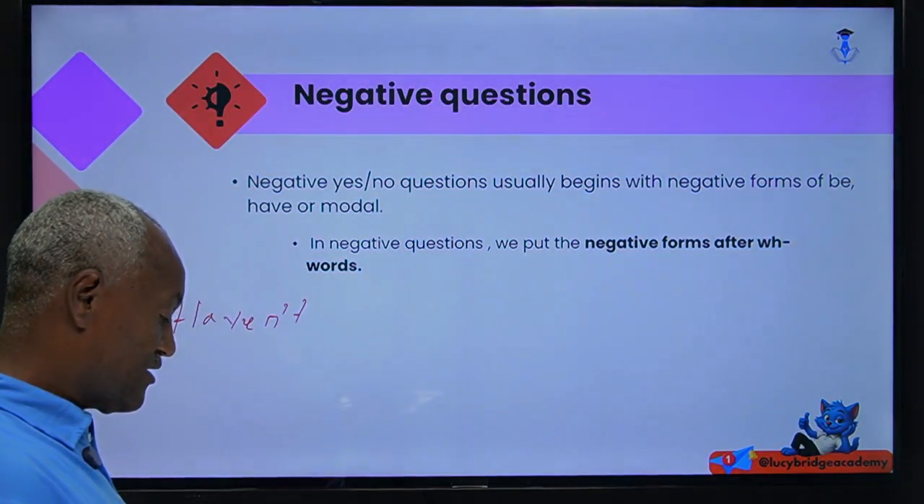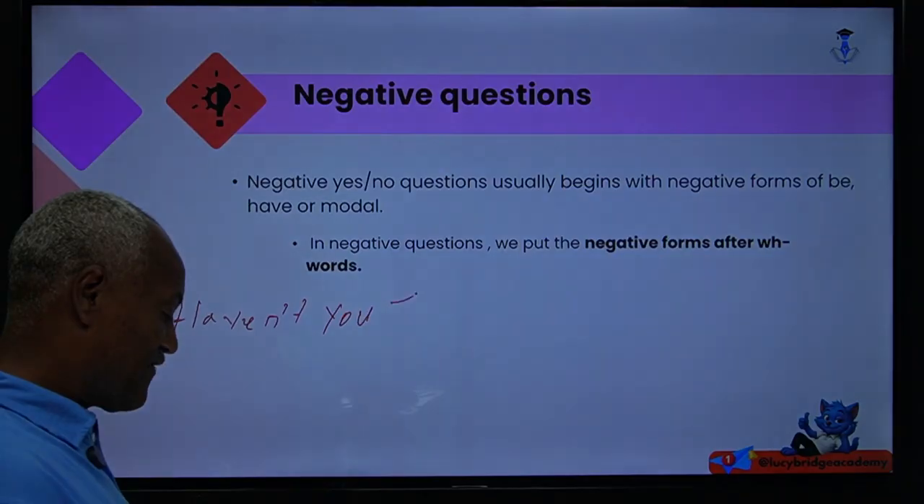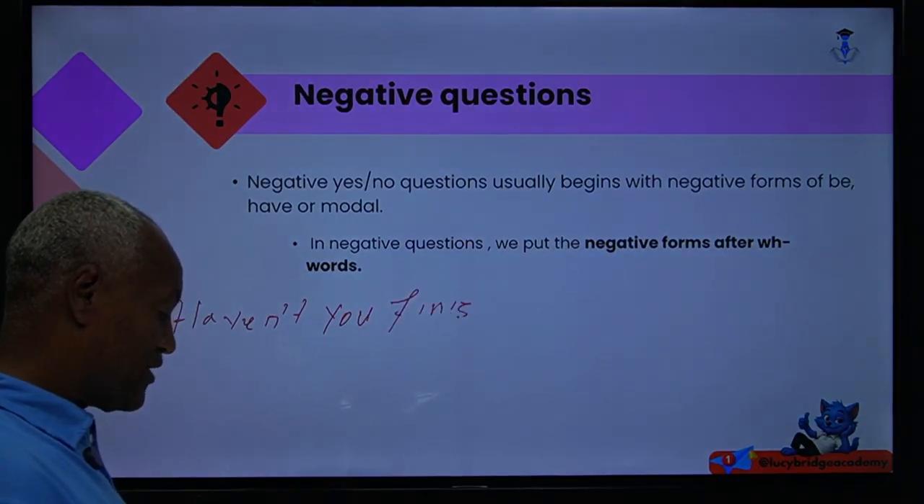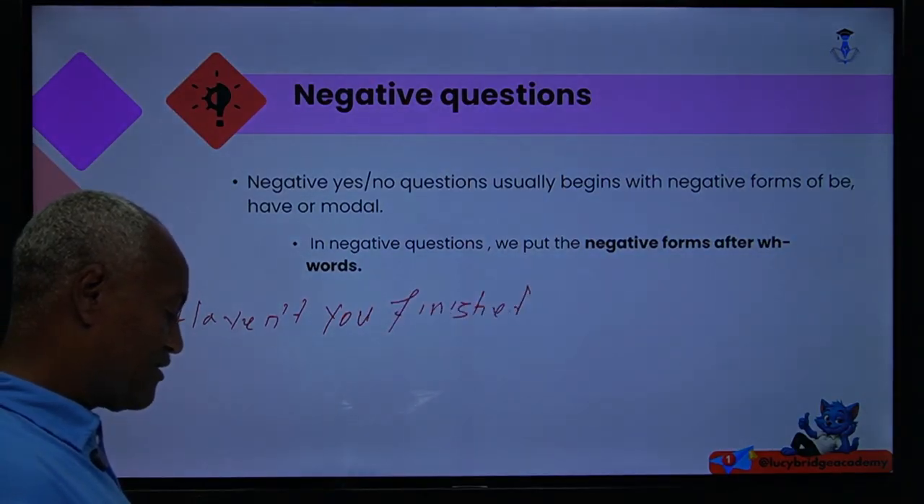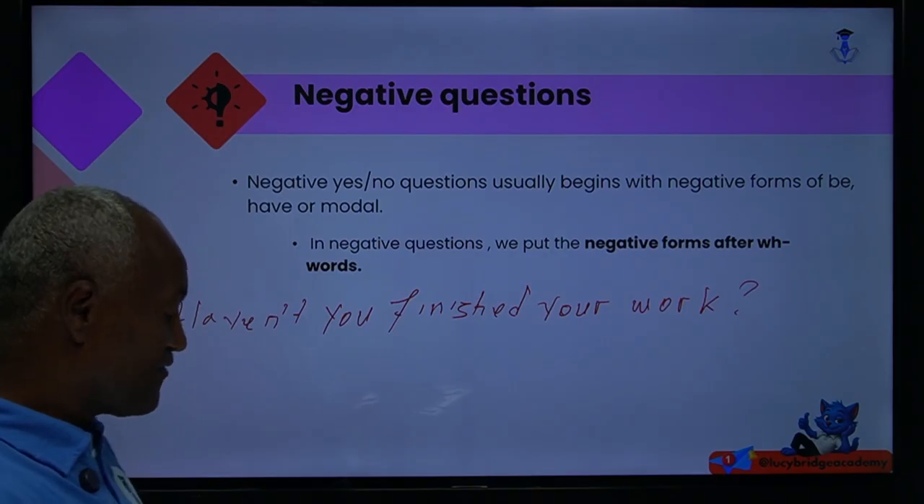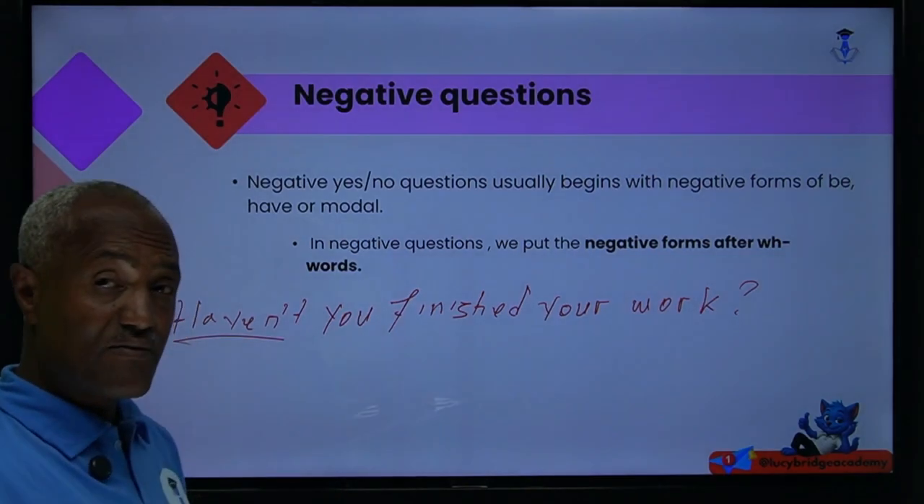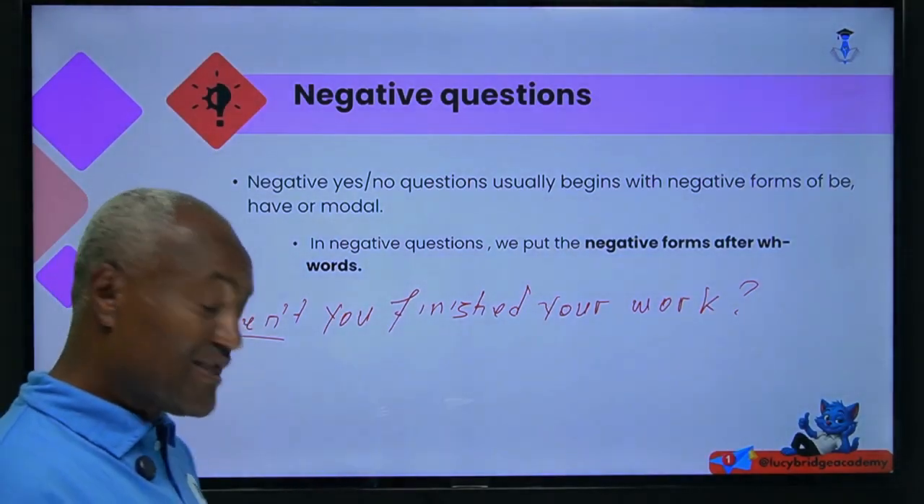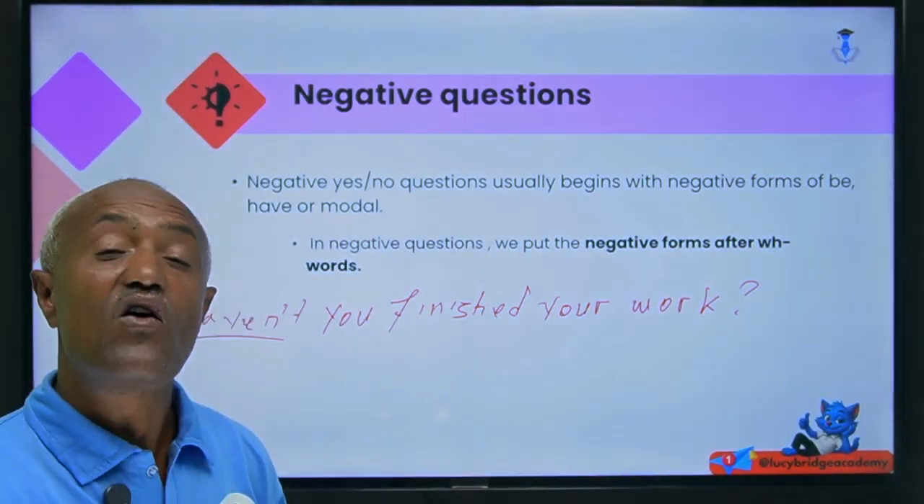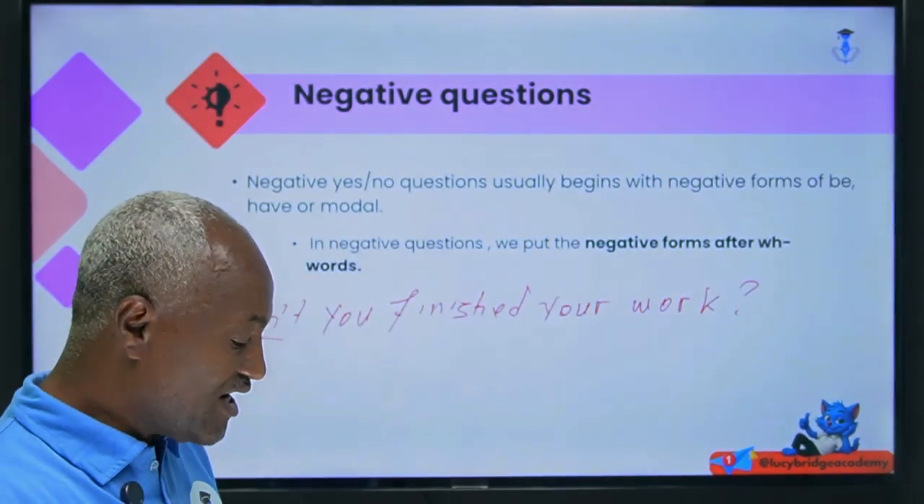Haven't you finished? Haven't you finished your work? This is a negative question. Haven't you finished? Have you seen the auxiliary verb is written in negative form? That's why we call it negative, or else yes or no question. Even this one is a yes or no question.